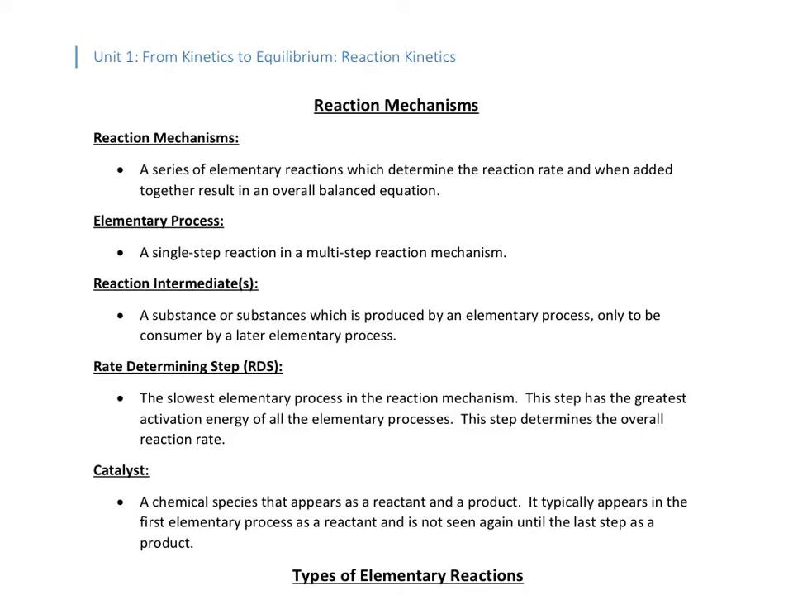overall reaction rate. Let me go back again to my example of cooking Thanksgiving dinner or cooking a turkey dinner. You need to cook a turkey, you need to cook vegetables, and you need to make gravy. The rate determining step in those three processes would be the cooking of the turkey. That's the longest step and therefore has the greatest activation energy. As such, this step will determine the overall reaction rate.